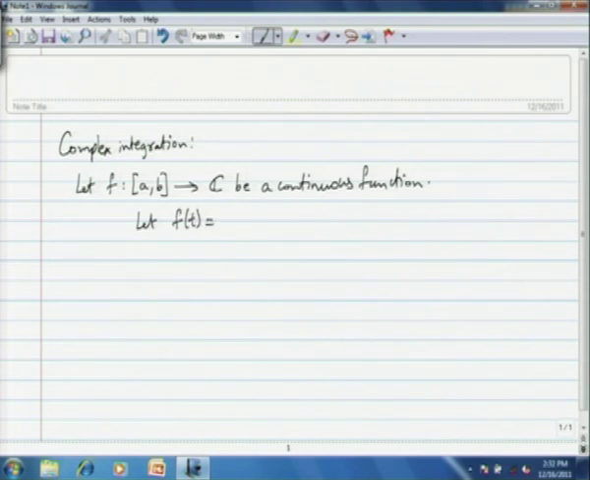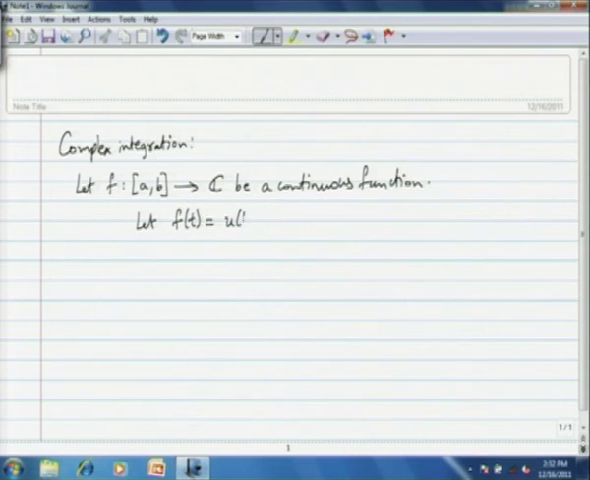f of t, now f is a function of one real parameter t. So, let f of t be separated into its real and imaginary parts in the following way. It is a complex valued function. So, let it be u of t plus i v of t for t between a and b.